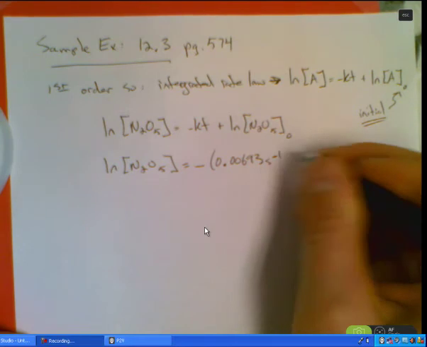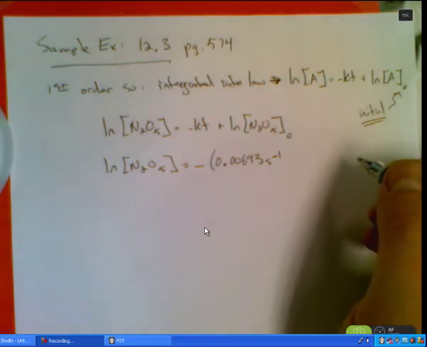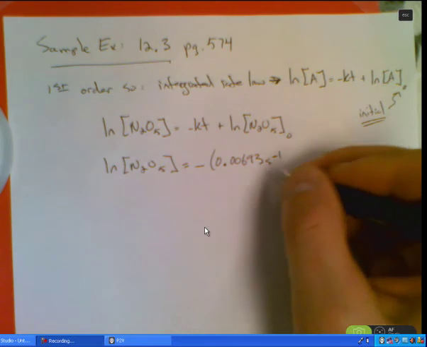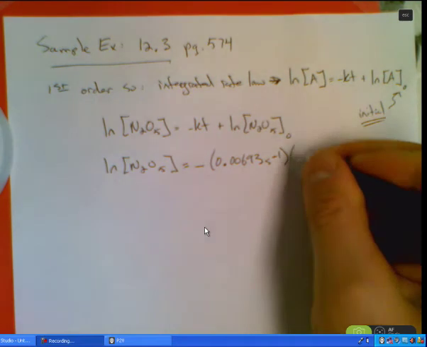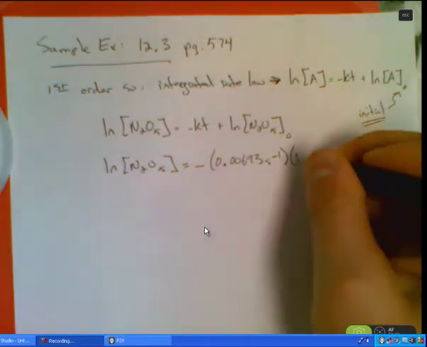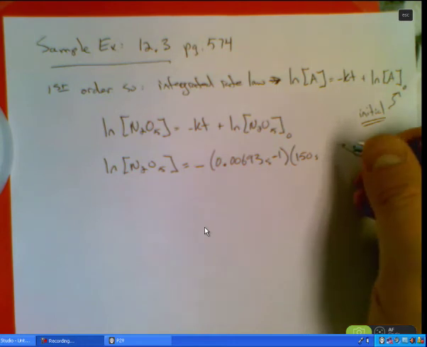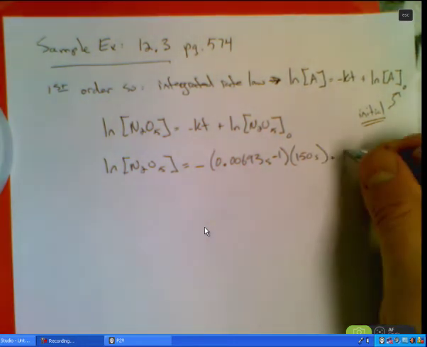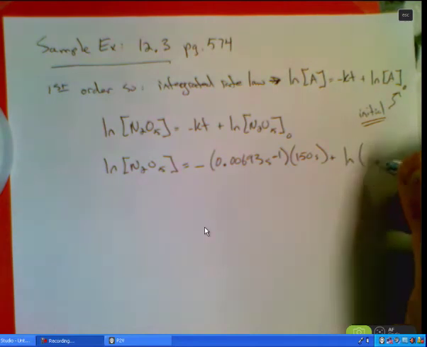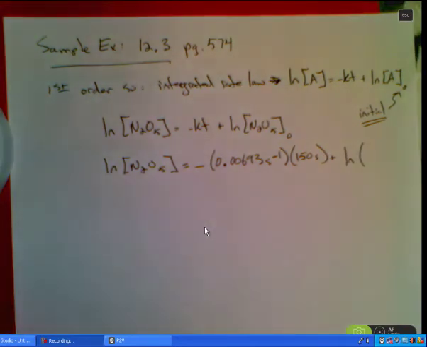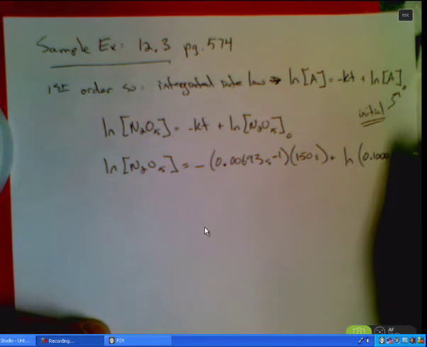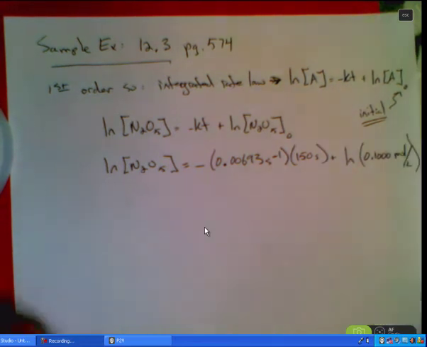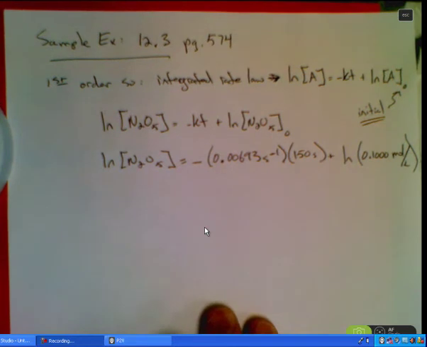Per second. If we go back to the orders that we worked on yesterday, where you calculate the unit on k, it's per second, or s to the negative 1 is how you'll usually see it on AP. Times the time. We want to know at a particular time, it was 150 seconds, said in the problem, plus the natural log of the initial concentration. So looking back to the data table on page 573, initially, time 0, 0.100 mole per liter. Sorry if that's going off the edge a little bit.